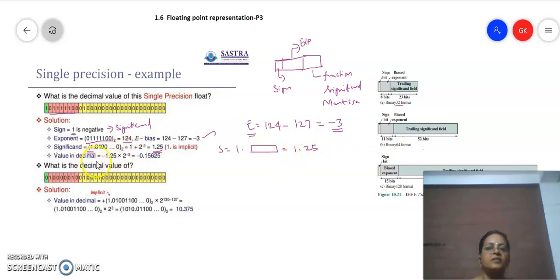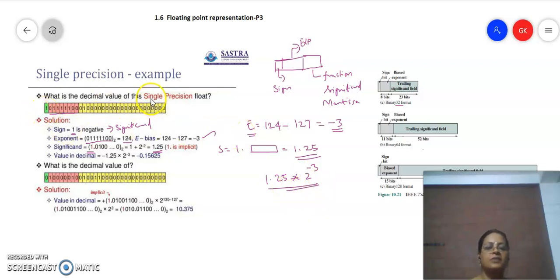Now what is the original value, and how will you calculate it? This is the significand, so I take 1.25 multiplied by 2, since it is a base 2 system, raised to the exponent minus 3. So this is the value that is represented by this bit pattern.